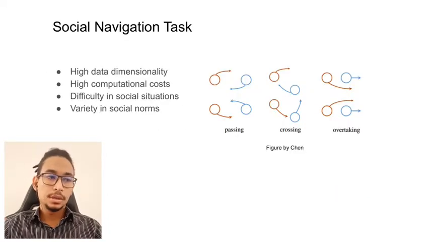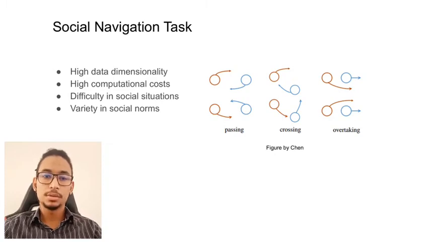First, we have studied the current limitations of machine learning to solve social navigation tasks, and we have listed some of the most important challenges. They are high data dimensionality, high computational costs, difficulty in social situations, and variety in social norms. For example, the norms that work in a shopping center may not work on a sidewalk. And this figure shows common situations of social norms applications.